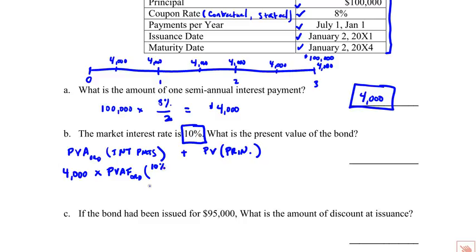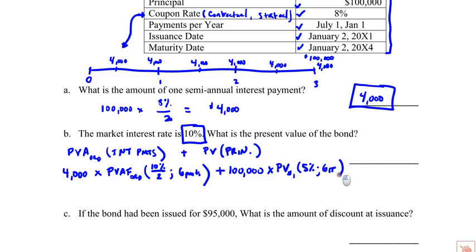10% is the market rate. So let's be clear, you use the market rate to discount the cash flows. You use the coupon rate to create the payments, but the market rate is used to present value. You take that market rate divided by the number of payments per year, and this is 6 payments. Here's maybe a little tricky part, not so obvious: you're going to choose the lump sum factor, the present value of a dollar factor, and it's going to be 5%, 6 periods.